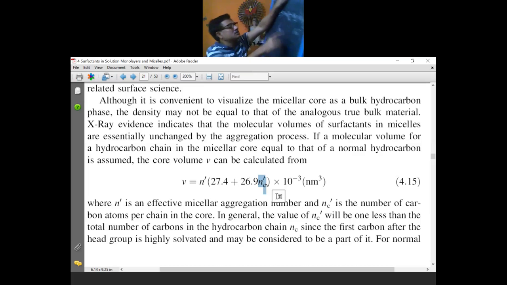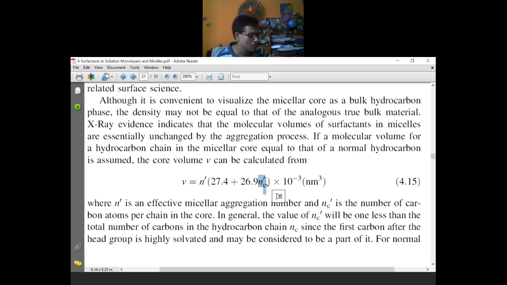So if the total here is 16, then what will NC prime be? It would be 15. Why? Because the methylene group, as I said, which is just adjacent to the hydrophilic head group, will be highly solvated, and that is why this part can almost be considered part of the hydrophilic moiety. Understood? So we will disregard it. Then where does the hydrocarbon chain volume contribution come from? Excluding that adjacent carbon, the rest can be calculated that way. Okay?